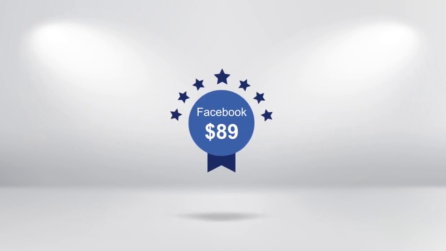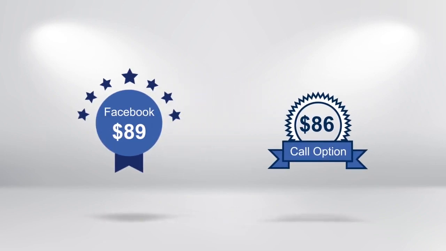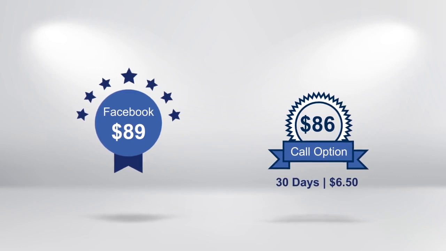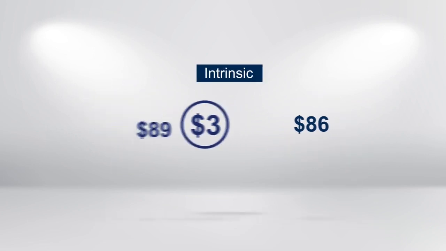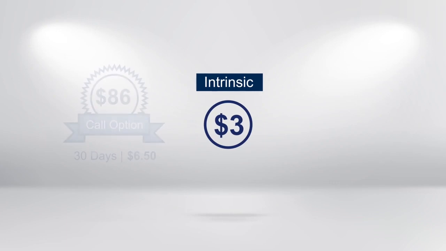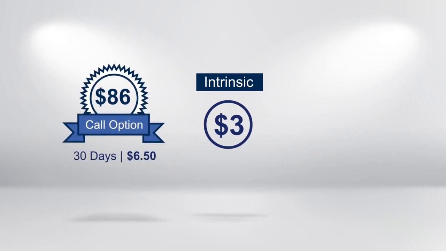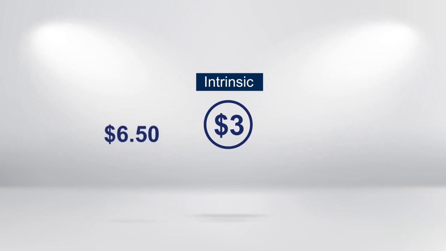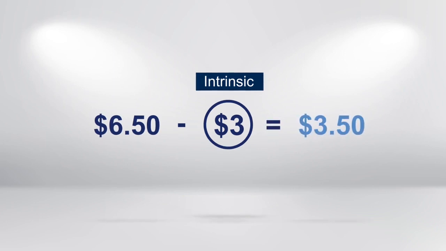To illustrate, consider the following example. Facebook shares were trading at $89 and an 86 call option with 30 days to expiration was selling at $6.50. Therefore, the intrinsic value is $3. That's $89 minus 86. So what would be the time value for the contract? The answer would be the difference of the premium and intrinsic value, or $6.50 minus $3, which equals $3.50.